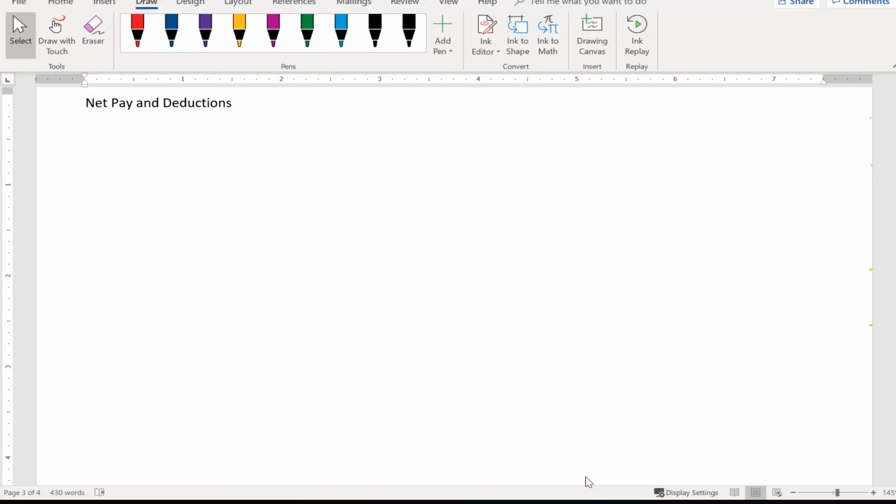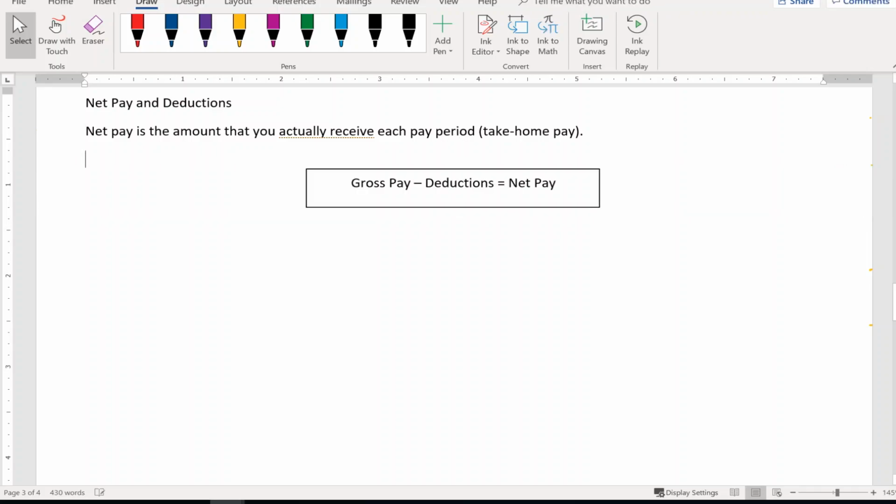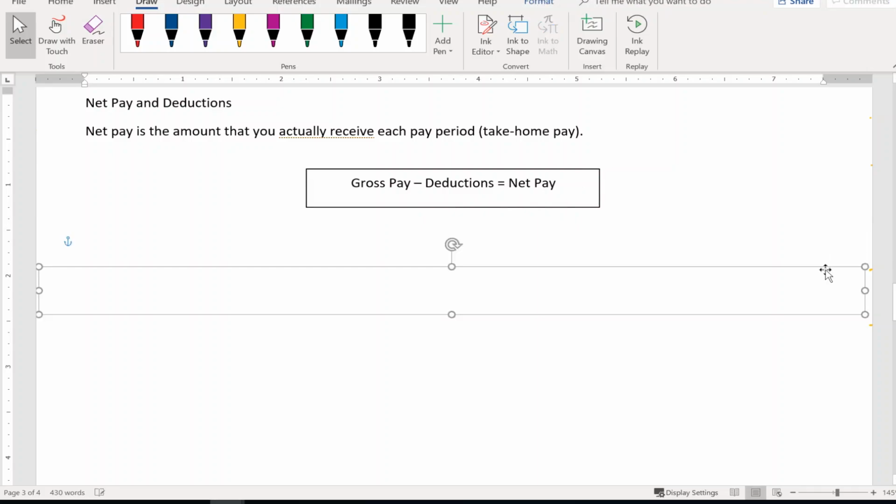In this lesson, we're going to look at net pay and deductions. Net pay, you'll remember from our previous lesson, is the amount that you actually receive each pay period, or the amount you take home, and is typically called your take-home pay. That is because this is your gross pay minus deductions, which is equal to your net pay.